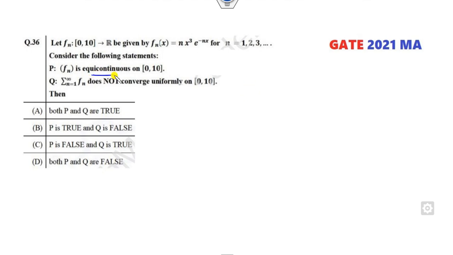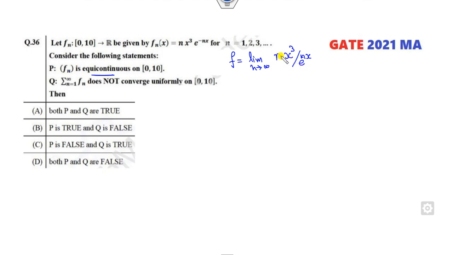Again, there is a question of the equicontinuous, and there are two questions. One is the sequence, second is the series. So firstly, for the sequence, the limit of this e raised to power minus nx can be written as a denominator. So can you find the limit of this as n approaches infinity? It's an infinity by infinity form.